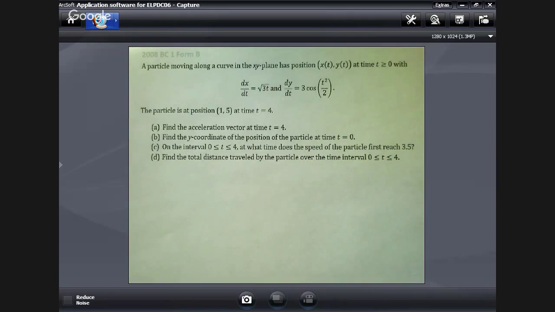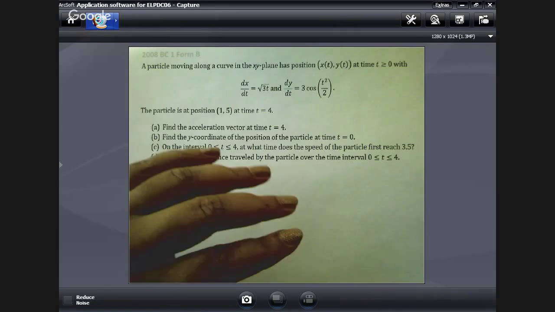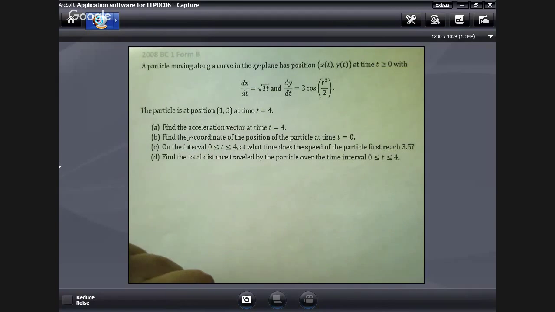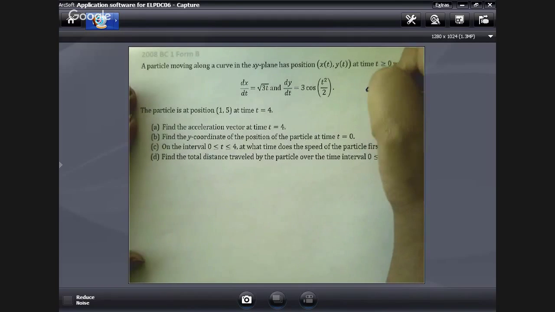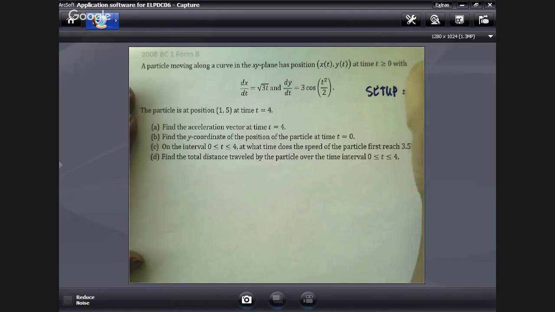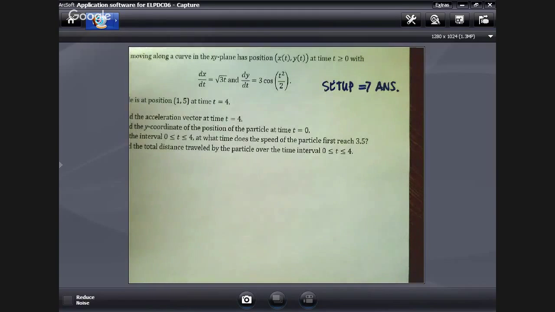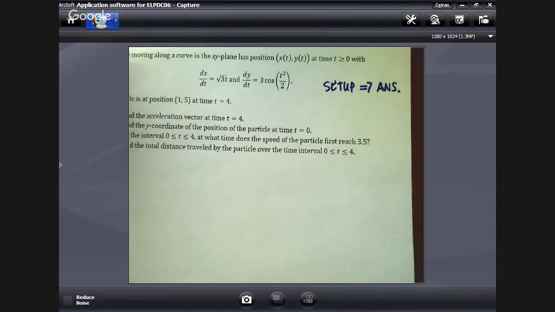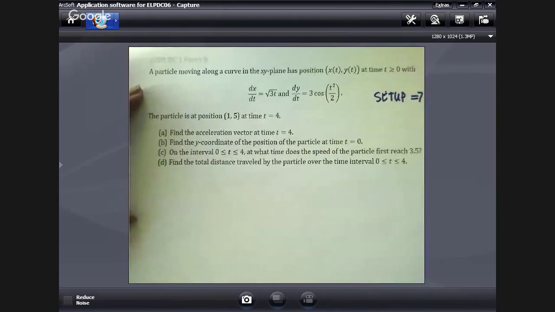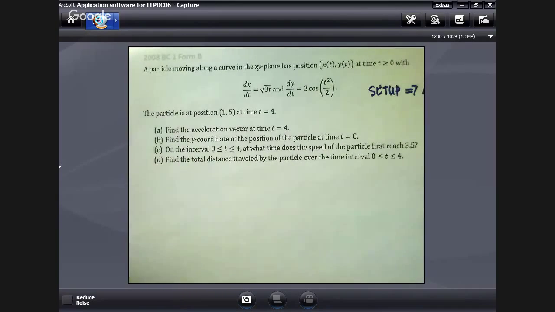Here, since it's a calculator active question, the most important part you need to realize is that we need to see a setup and an answer that comes from the setup. If you just write numbers without some sort of setup, you will not get full credit. Sometimes you won't get any credit for your answer. So let's start with part A.